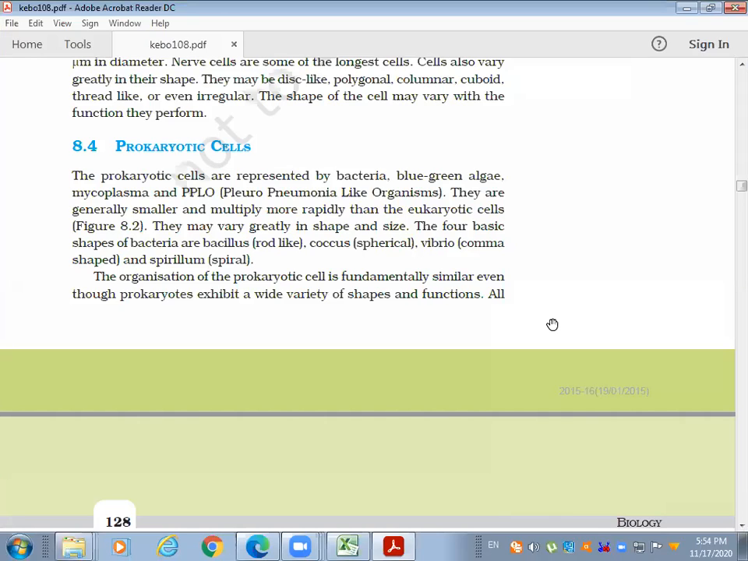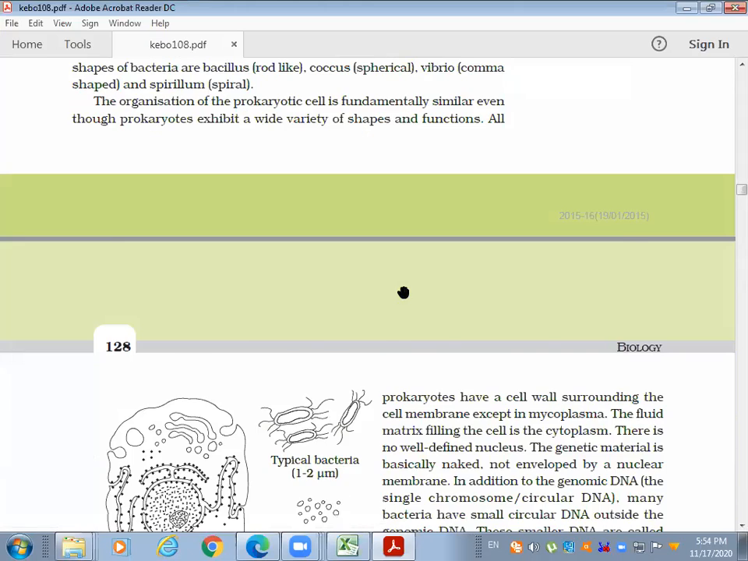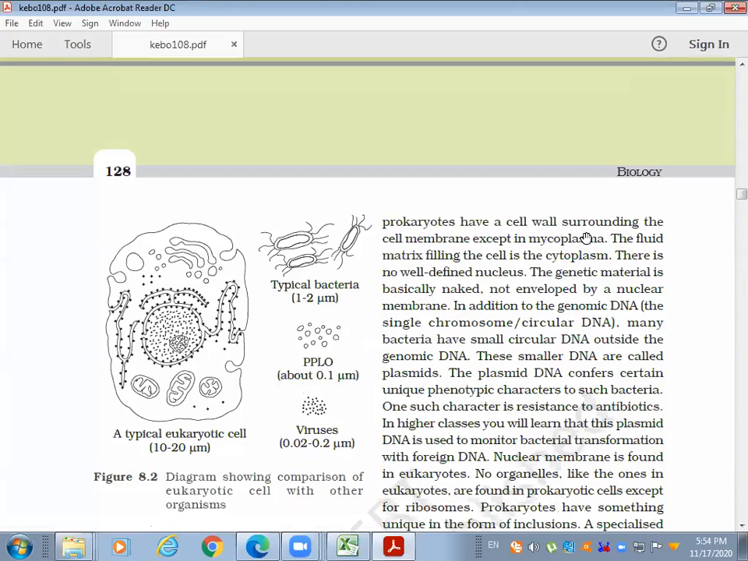The organization of the prokaryotic cell is fundamentally similar, even though prokaryotes exhibit a wide variety of shapes and functions. All prokaryotes have a cell wall surrounding the cell membrane, except in mycoplasma.